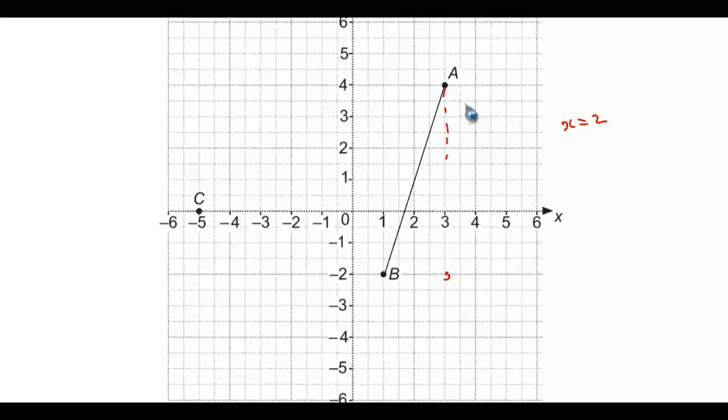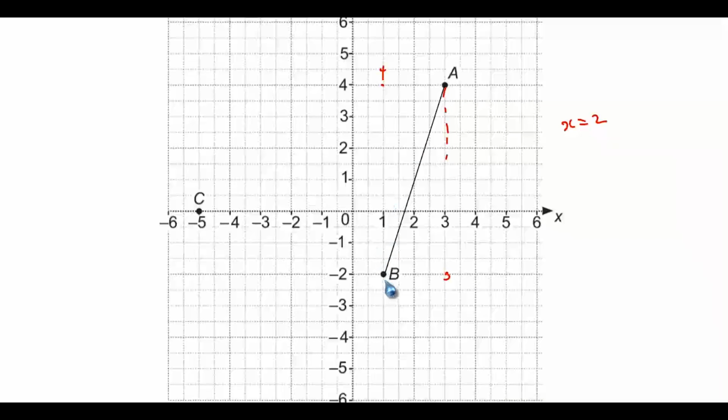Then for y, you can do the same thing. Y is equals to -2 here, and y is equals to +4 here. So you can count the distance between -2 and +4. So the middle will be the mid number.